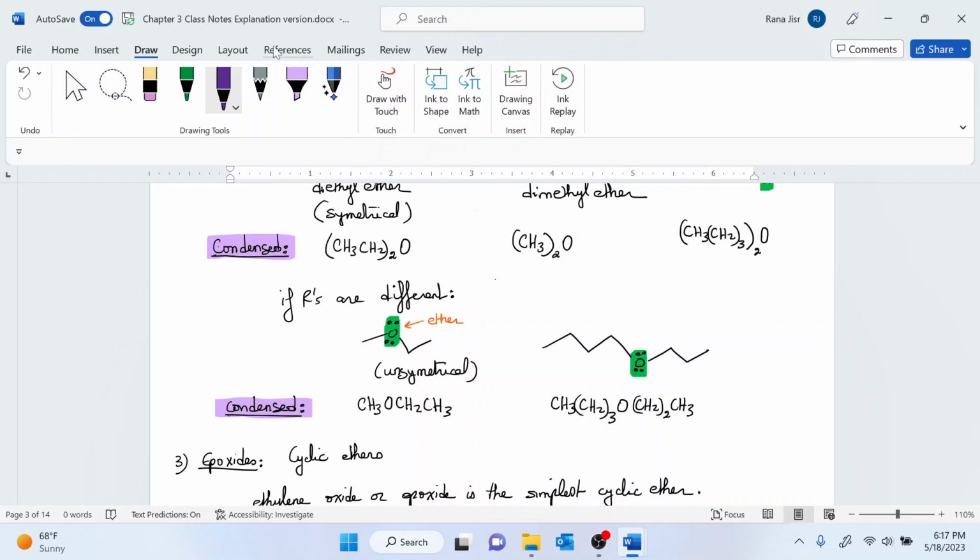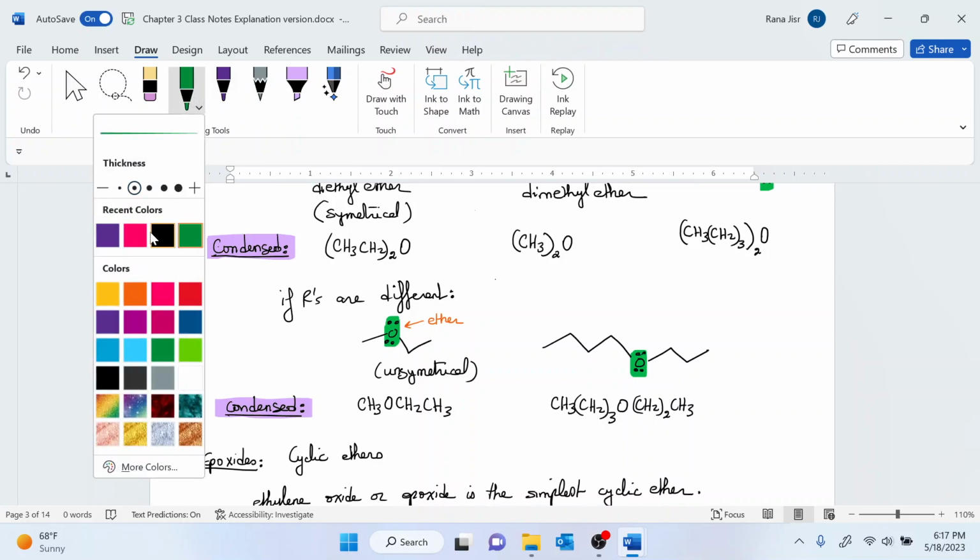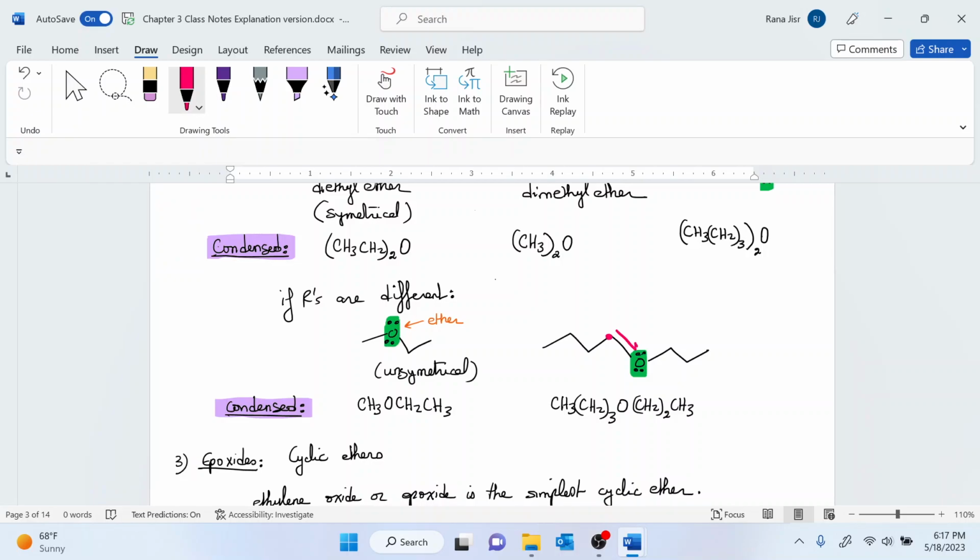If you're looking at ether again, and if you want to draw the direction of polarization for ether, oxygen is way more electronegative than the carbon. This means that this carbon is going to be partial positive, and this carbon over here is going to be partial positive as well, and the oxygen is going to be partial negative.